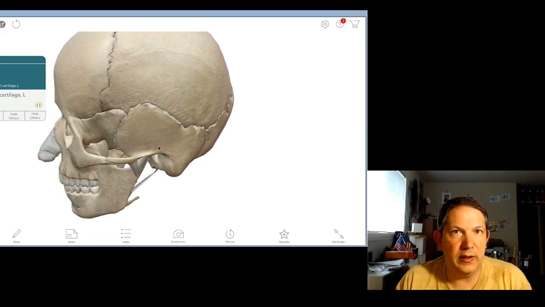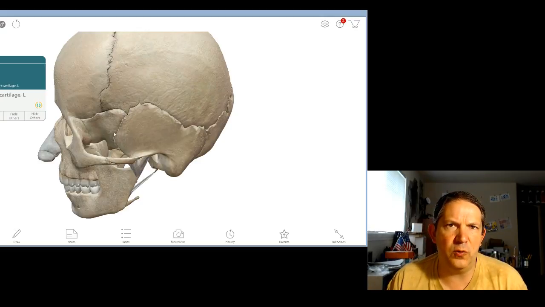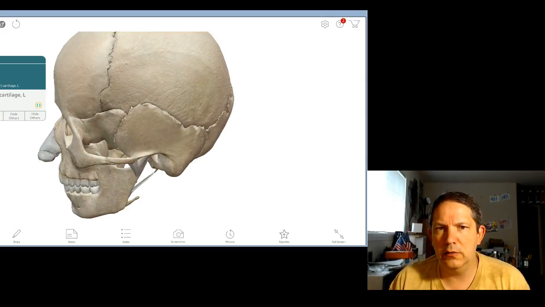The temporal bone has different portions to it. This big flat portion is called the squamous portion. Squamous refers to the shape of a leaf or a scale. Snakes and reptiles are called squamates.